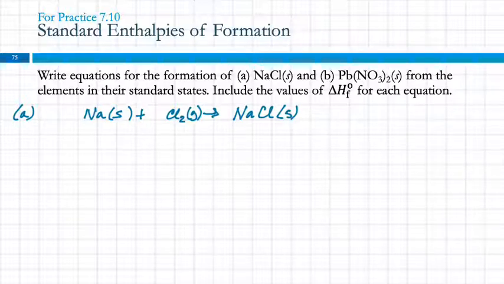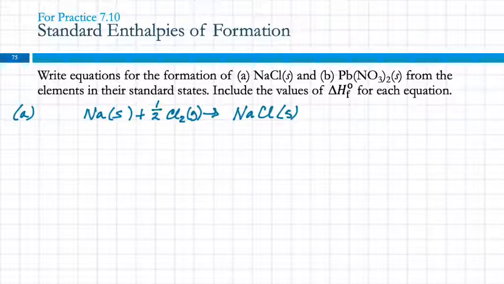And then we need to balance this. We want 1 mole of sodium chloride. So 1 mole of sodium is great, but 1 mole of chlorine, Cl2, gives us too much. So we need to put a 1/2 here. And it's not that we're using half of a molecule. We're using half a mole of molecules.